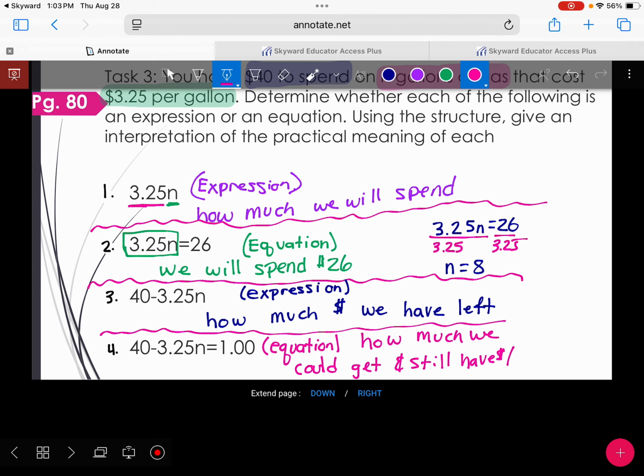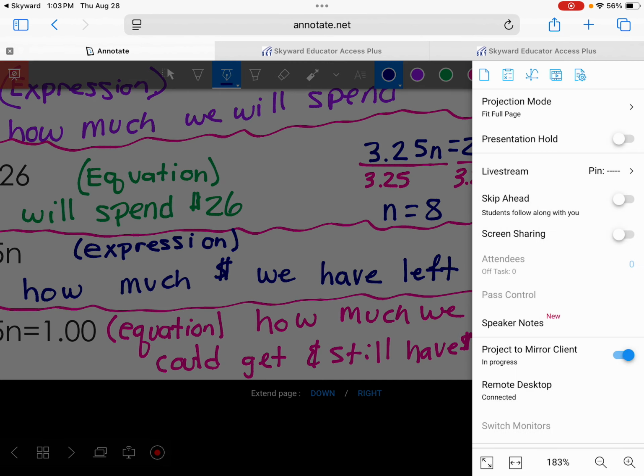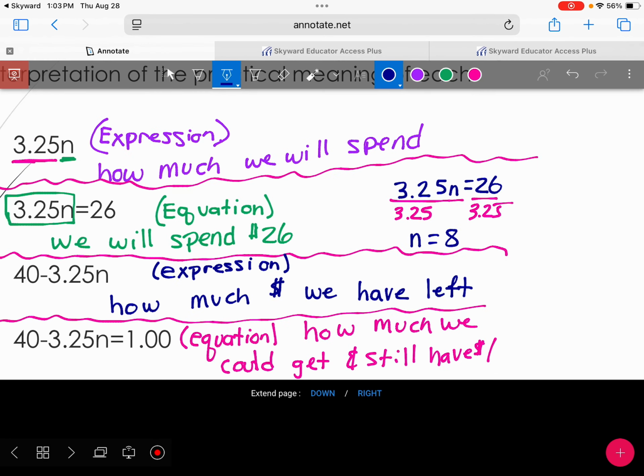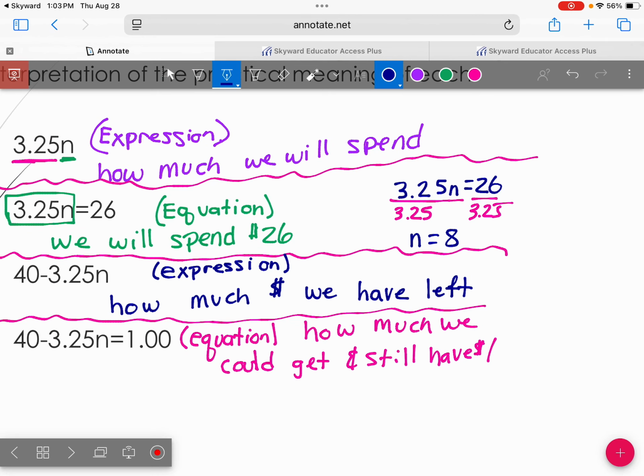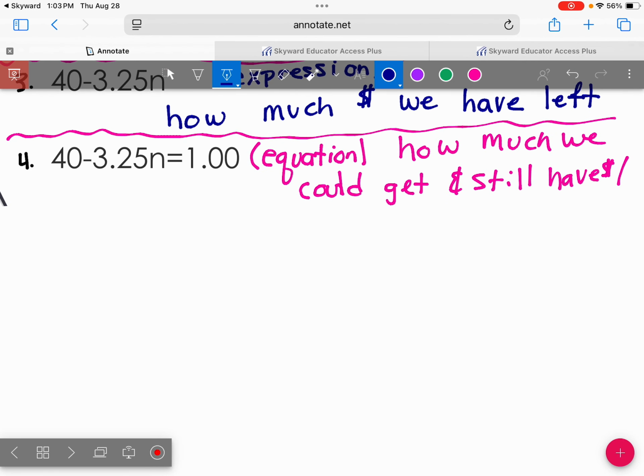And again, this is something I could solve. I'm going to change my screen just a little bit. There we go. I'm just going to put it like that so we have a little bit more room. You guys have plenty of room. I just didn't have very much up here. If we wanted to solve this, to figure out how many gallons of gas we could buy and still leave with $1 in our pocket, what should we do first? How would we solve this?